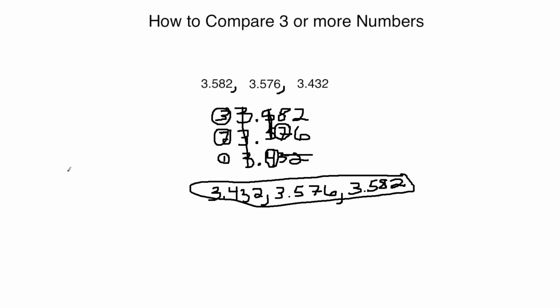Now, if you had a fourth number, you would stack it up. Again, fifth one, you'd stack it up. Same process. Then you'd have 1, 2, 3, 4, 5 out here to the side.